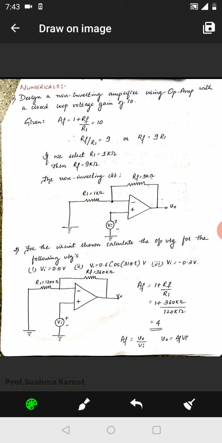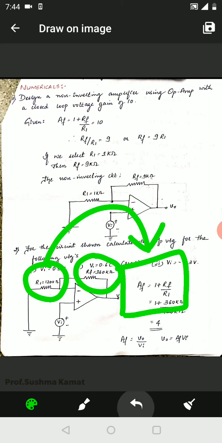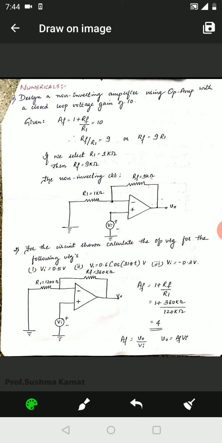Vi value is given, V0 has to be found, but in order to find the value for V0, we will need another parameter which is called AF. What is the formula for AF? AF formula is 1 plus RF upon R1 for non-inverting amplifier. We know the value for RF, we know the value for R1. Substitute both of these in this equation. AF is equal to 1 plus 360 kilo ohm divided by 120 kilo ohm. The answer is 4. So now value for AF is 4.